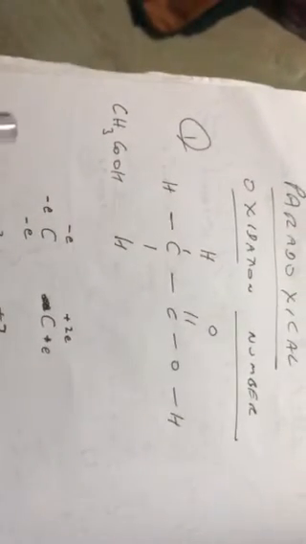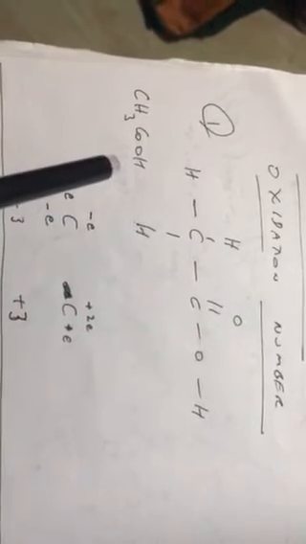Hello students, in today's session we are going to do paradoxical oxidation number. Suppose there is this compound, acetic acid. This is the structure. Now look at this carbon.